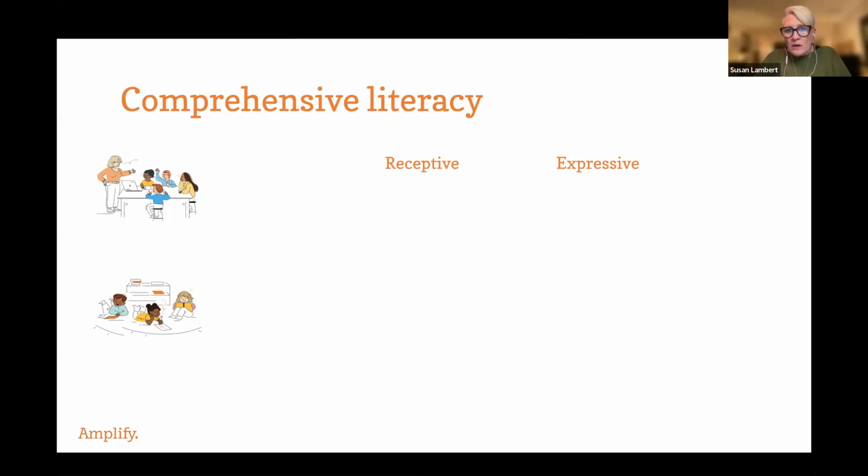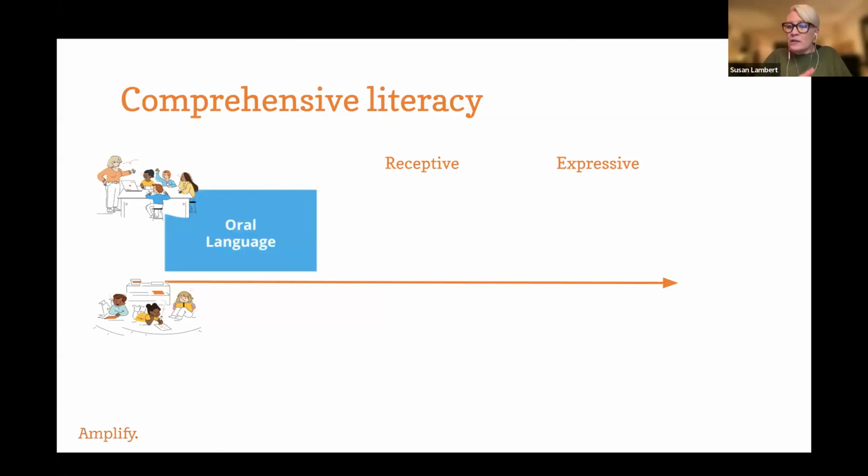But remember, when we develop the skills in literacy, there's sort of two forms. There's receptive language, that's the language that we take in, and there's expressive language. And the interesting thing about how literacy develops is we actually develop receptive language before expressive language, and we develop oral language first.